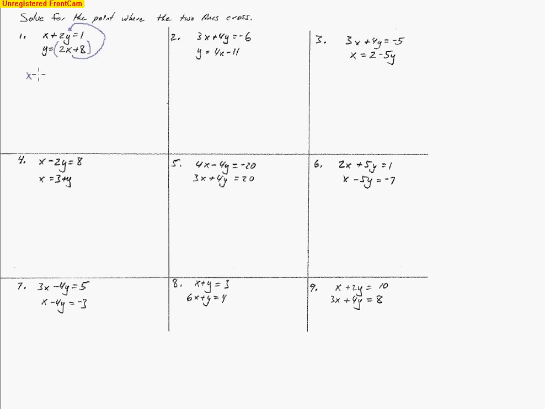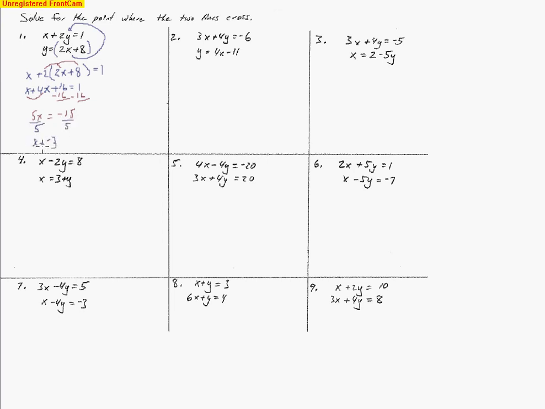Take this expression for y and substitute it into the equation above and solve for x. So what we've got left is x plus 2 multiplied by the 2x plus 8 equals 1. From this point, distribute the 2 over that addition. I'm left with x plus 4x plus 16 equals 1. Collect like terms and move the 16 to the right-hand side, and I have 5x equals negative 15. Dividing by 5 on both sides, I end up with x equals negative 3.